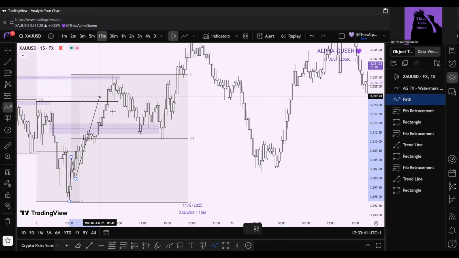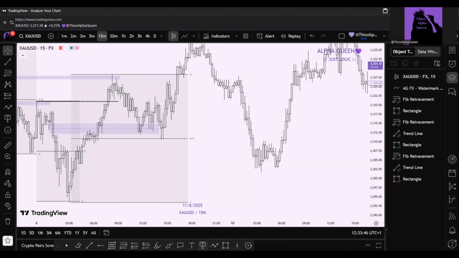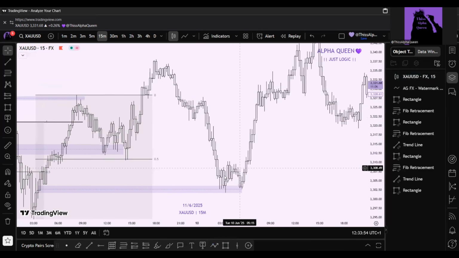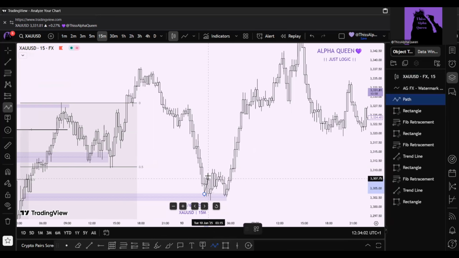Are you seeing that? A valid rally based rally. So I can see that. So I'm expected to take my entry from here, around here. But it's a valid rally based rally. So I want to wait for a market structure shift also. As you can see, that was what price did here. Okay. Yeah. Market structure shift.